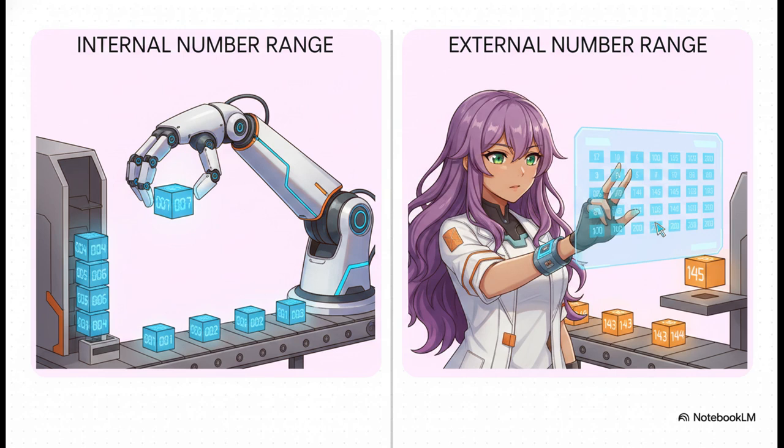Now, another choice you have to make is how you're going to assign those vendor ID numbers. It's pretty straightforward. You can go with internal, where the system just hands out the next number in line automatically. Easy peasy. Or you can choose external, which means a user has to physically type in the number. That's really useful if you're, say, trying to match vendor numbers from an old system.